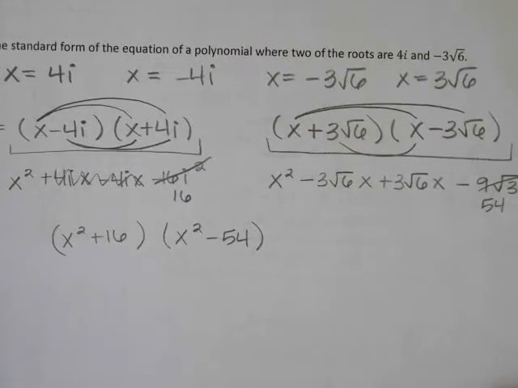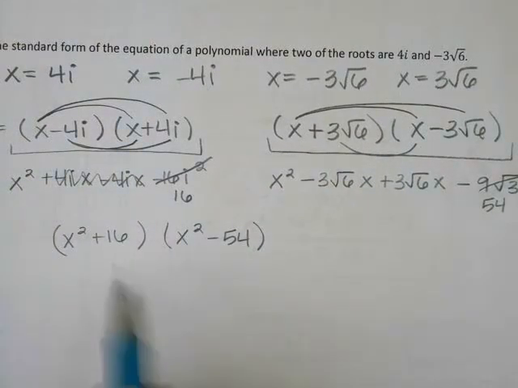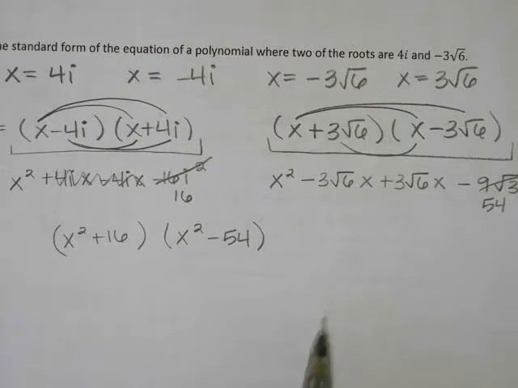What do you do once you have successfully FOILed these two? Well, those two. Yeah, FOIL these two. And since this is 2 times 2, if you want to FOIL it, you could use the box too if you're feeling more comfortable with that.